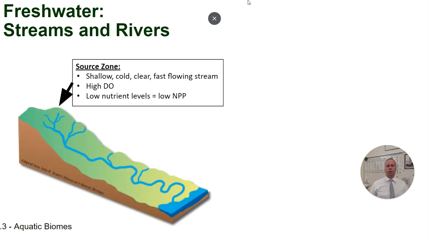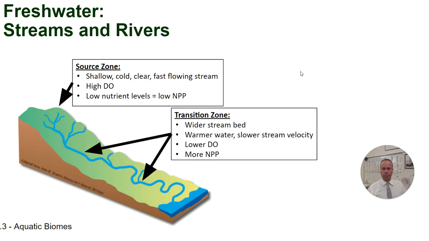So let's talk about streams and rivers first, freshwater biomes. We can break streams and rivers up into the source zone, where the beginnings of these streams and rivers start. They're often shallow, cold, clear, fast-flowing streams. Generally cold water has high levels of dissolved oxygen, and in these source areas we typically have low nutrient levels.